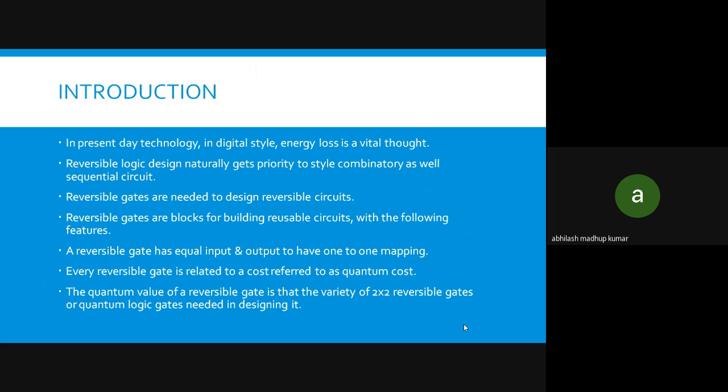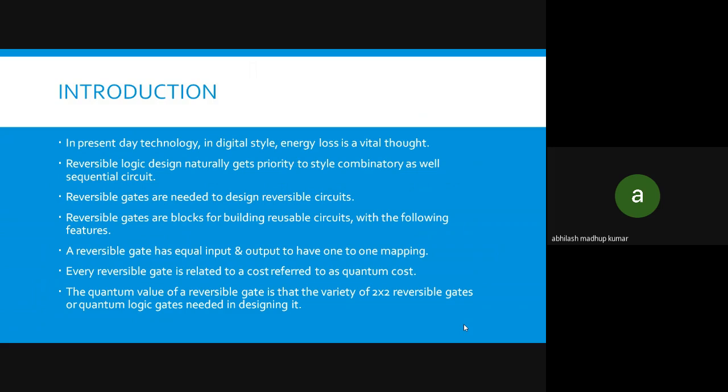As we know, in present day technology, energy loss is a vital concern, and we want our technological developments to be energy efficient. In this aspect, traditional logic lacks something in some areas. To overcome this, we use reversible logic gates. In short, I can comment on what reversible logic gates are.